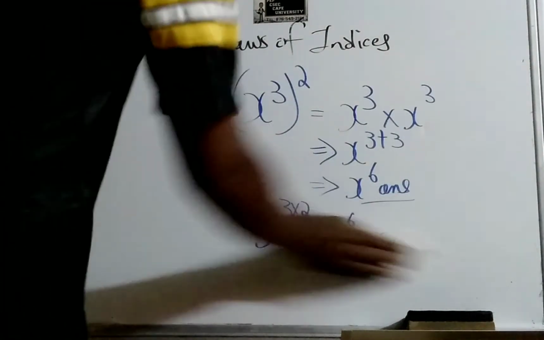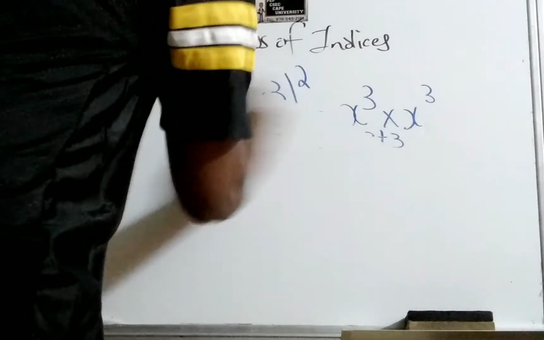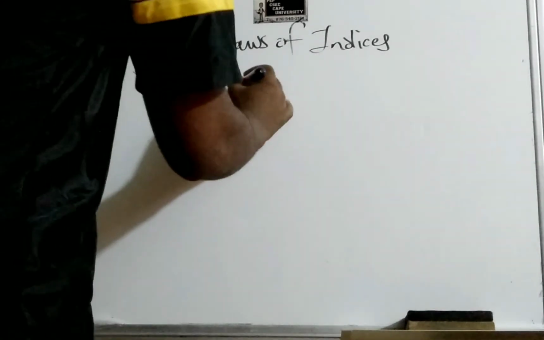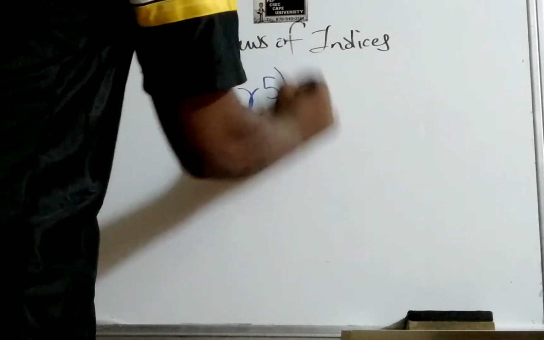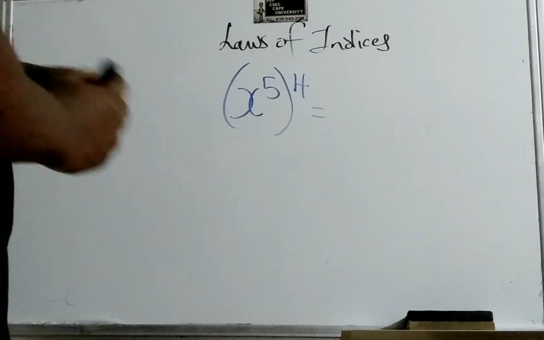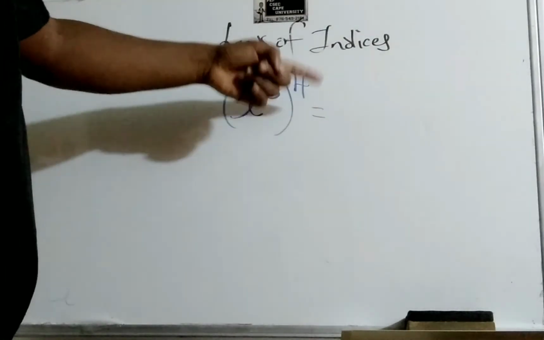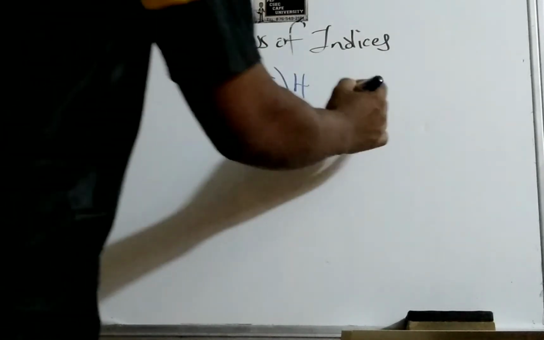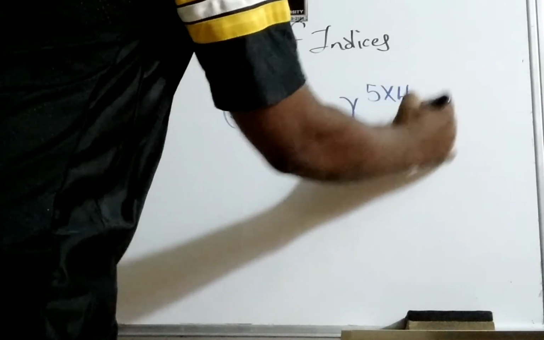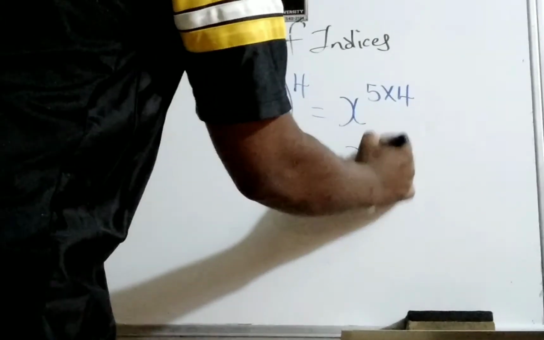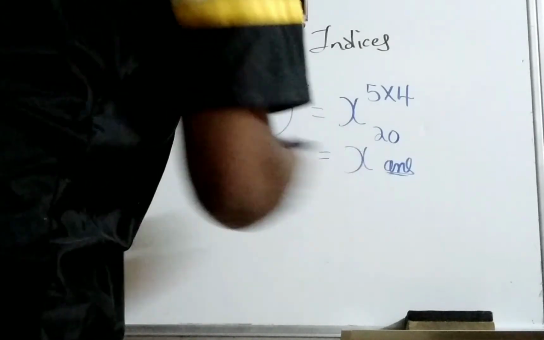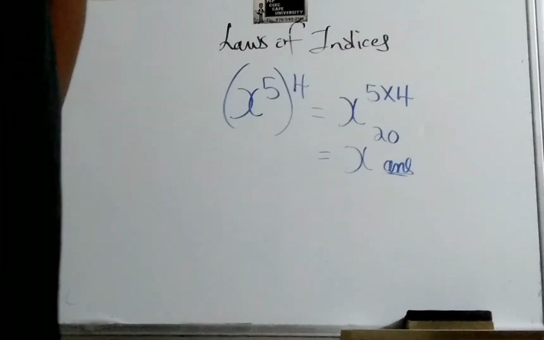So let's just look at another one. Say we have x to the 5th, bracket, to the 4th. Because it's x to the 5th times itself 4 times, it would be x to the 5 times 4. This way is very efficient. You finish very quickly. 5 4s are 20. And that would be your answer.